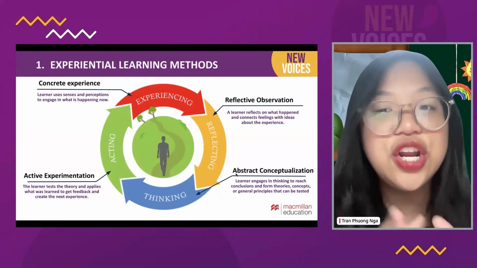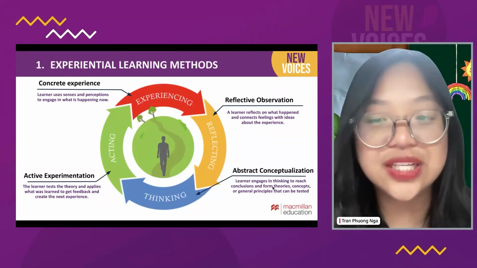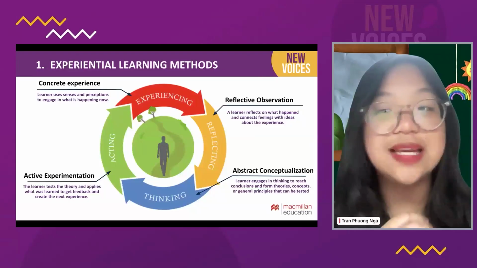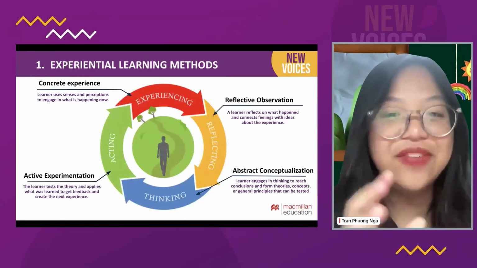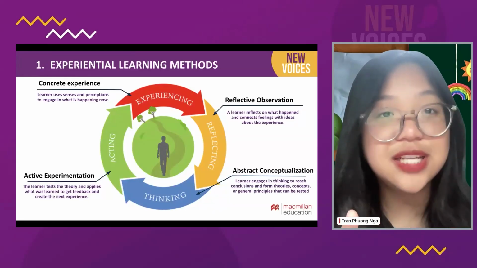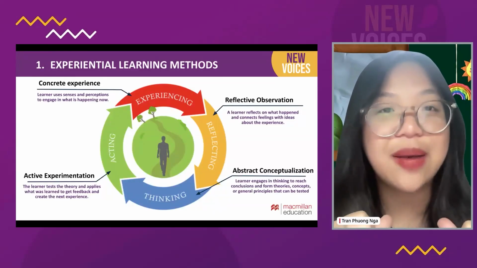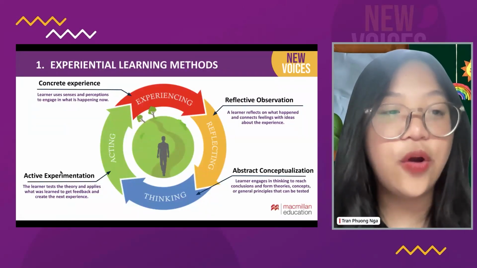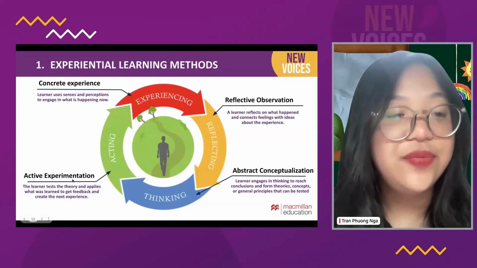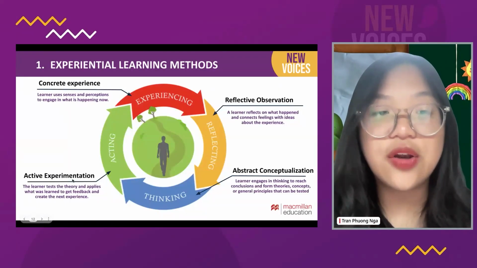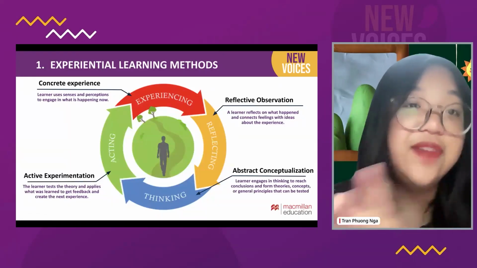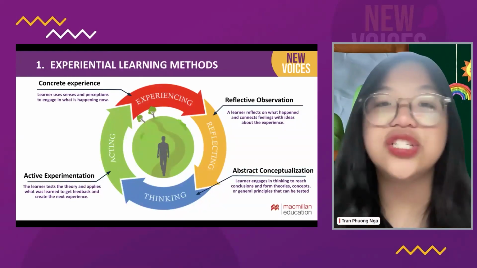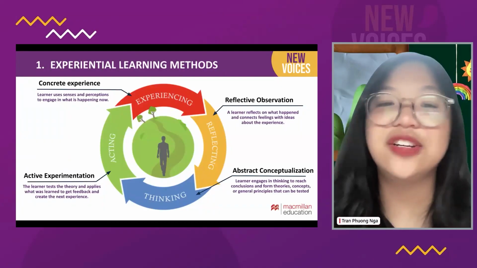So at this stage, the learner engages in thinking to reach conclusions and form theories and concepts and also some general principles that can be tested. If you are not really clear about this thinking part, I also have my own example to make it clearer for you. And the last stage would be acting, or another way we call it, active experimentation. In this stage, the learner tests the theory and applies what they learn, and gets feedback from teachers like us, and then they create a whole new experience, and everything just circles like that again and again until they actually understand the whole thing.